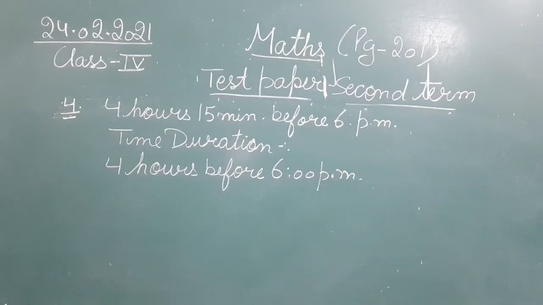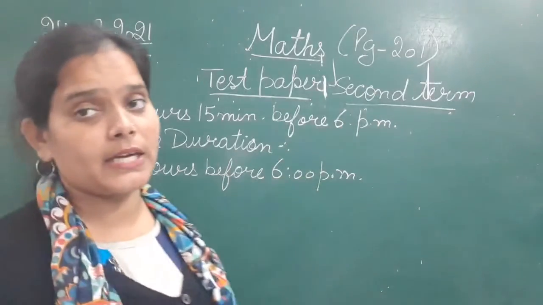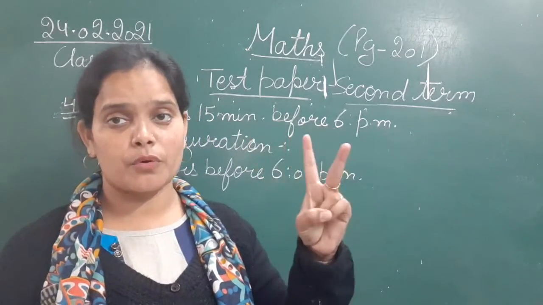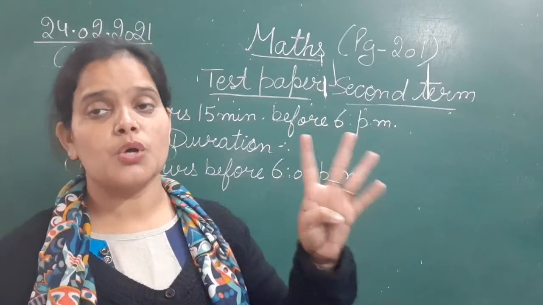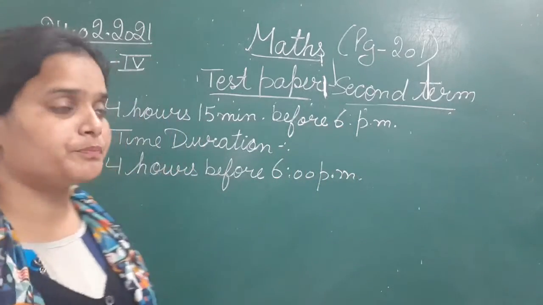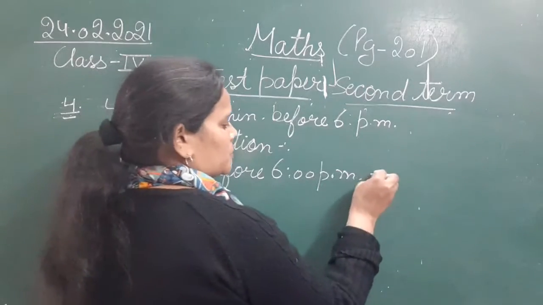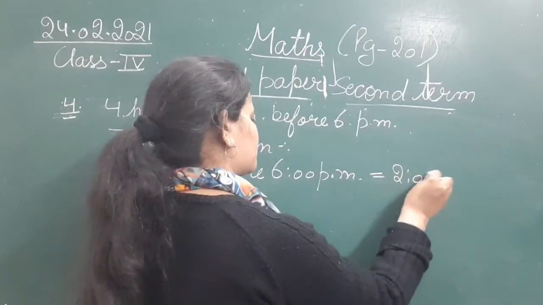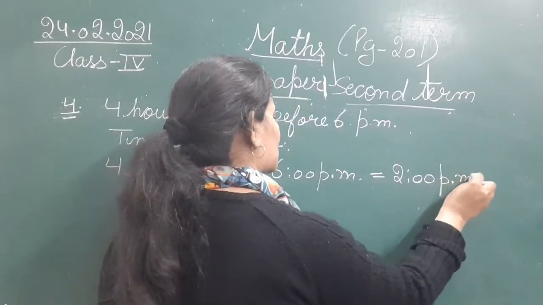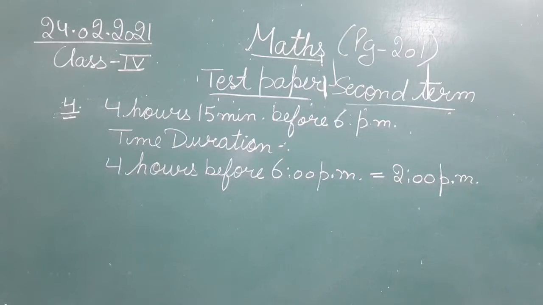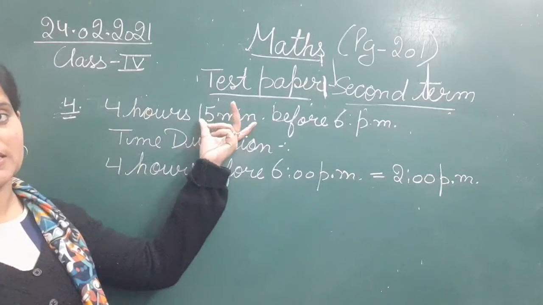तो शाम के 6 बजे से 4 घंटे पहले कितना टाइम था. So let's calculate 5, 4, 3, 2. So that means 4 hours before 6 p.m. was 2 p.m. Okay, so 6 p.m. से 4 घंटे पहले कितना टाइम था? That was 2 p.m. Okay, now अभी तो हमने 4 hours निकाला है, 15 minutes is still left.